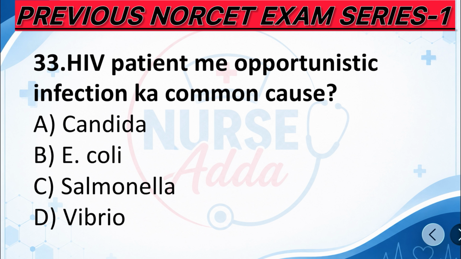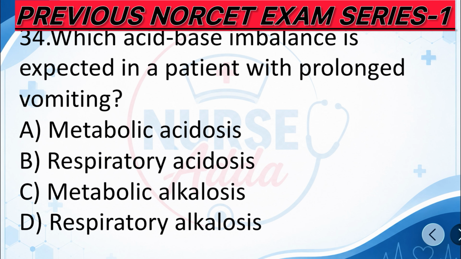The common cause of opportunistic infection in HIV patient. Option A, Candida. Option B, E. coli. Option C, Salmonella. Option D, Vibrio. Right answer is option A, Candida. Which acid-base imbalance is expected in a patient with prolonged vomiting? Metabolic acidosis, respiratory acidosis, metabolic alkalosis, respiratory alkalosis. Right answer is option C.